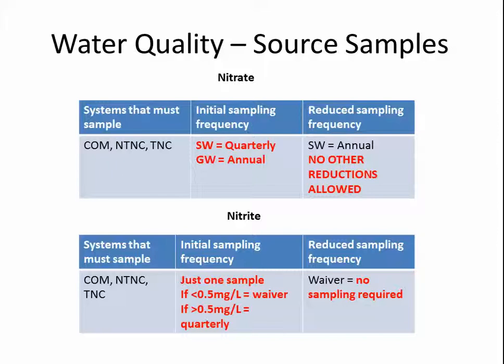For nitrite, however, we just need one sample, and if that one sample is less than half of the MCL, which is less than 0.5 milligrams per liter, then you get a waiver, and that waiver means that no sampling is required. If that one sample is greater than 0.5 milligrams per liter, then that water source needs to be sampled quarterly for nitrite. It's because nitrite is a lot more deadly than nitrate.